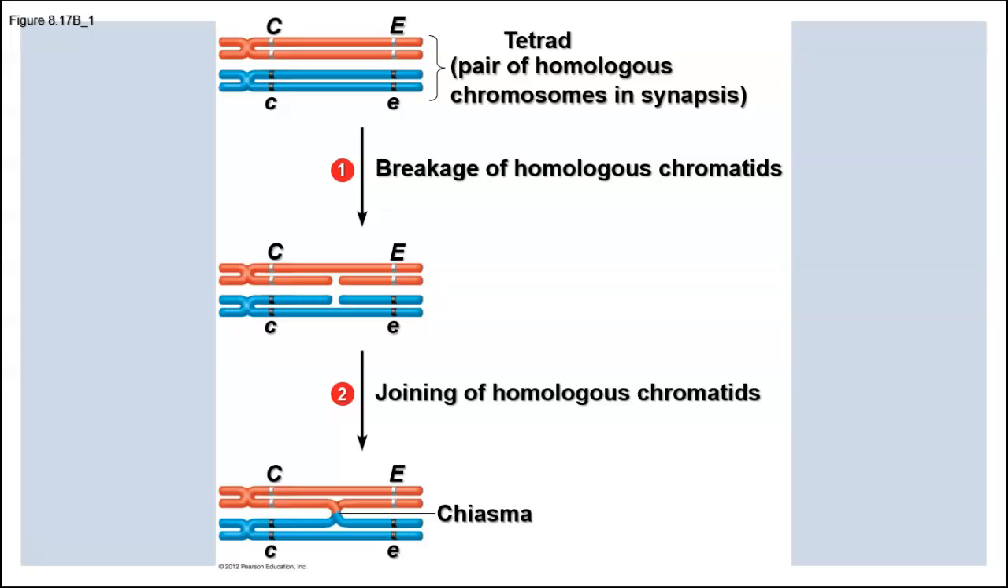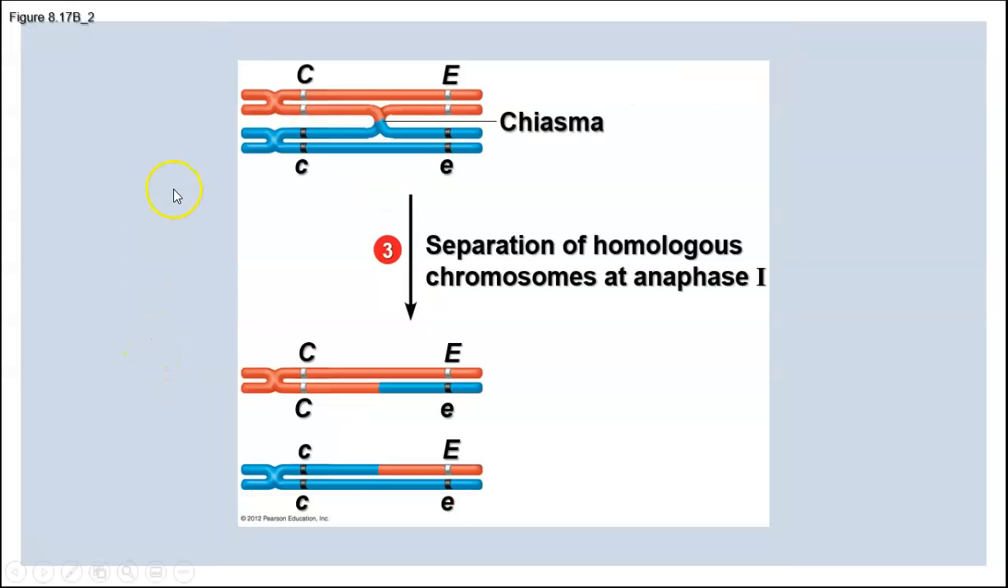You have the maternal chromosomes that have the dominant traits for both coat color and eye color, and the paternal one, the blue one, that has the recessive alleles. Then when the breakage occurs in those homologous chromatids, the non-sister chromatids exchange portions at that chiasma. Then you end up with chromosomes that have four different combinations of those different traits. So you have one chromatid that's going to have both dominant alleles, one that's dominant for the coat color, recessive for the eye color, one that's recessive for the coat color and dominant for the eye color, and one that's recessive for both traits.